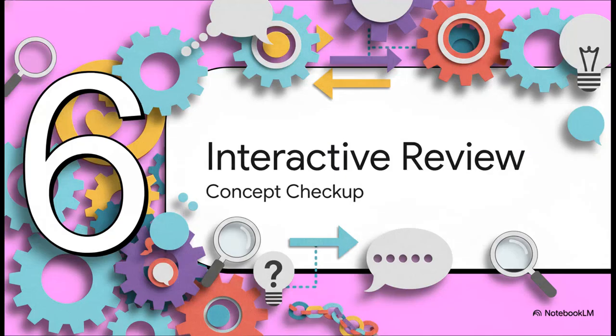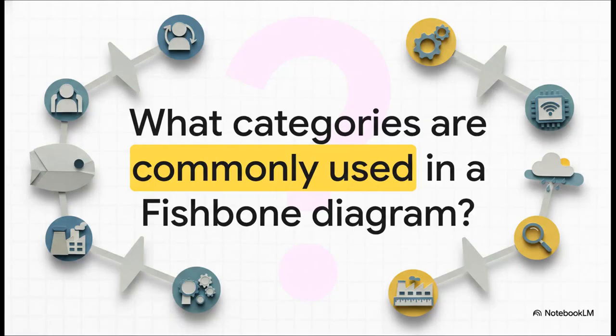Almost done! Section 6. Let's do a quick interactive review exercise. To make sure we're actively retaining these high-impact frameworks, let's do a quick concept checkup. First question for you. What categories are commonly used in a fishbone diagram? I'll give you just a brief second to think about the spine of that diagram. Got it? The standard pillars are people, process, technology, materials, environment, and measurement.